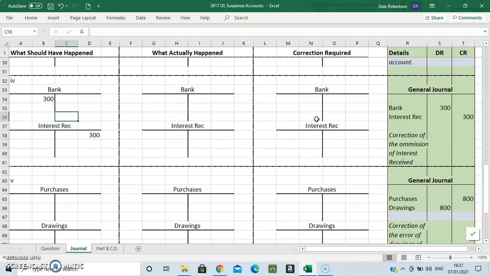So how do we correct that? Well, you simply put in what should have been. So it's a straight transfer across from there to there. So you're going to put 300 in there and 300 in there and interest received. And that's the numbers that you transfer in here. And this balances against this. No suspense required because this is an error of omission. It was completely left out. Correction of the error of omission of interest received.